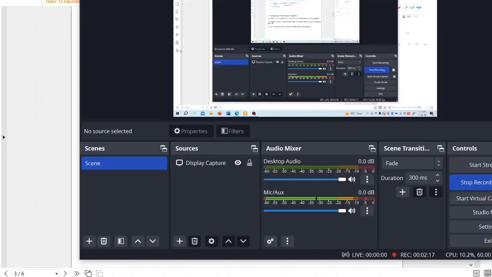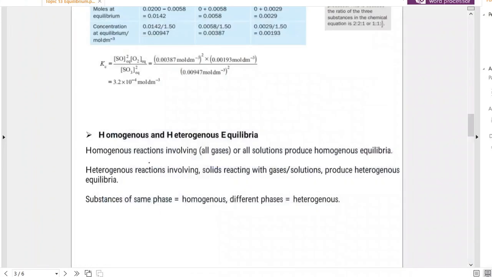Now, homogeneous and heterogeneous equilibria. Homogeneous reactions involve reactants and products that are all in the same phase. If all are gases, they are indeed all in the same phase, or if all are aqueous solutions, then they form homogeneous equilibria.